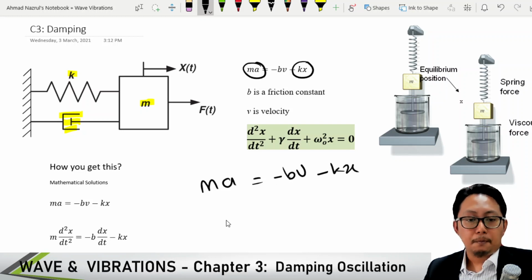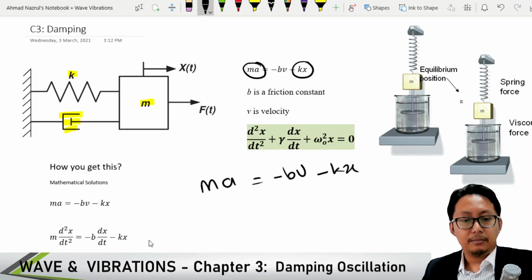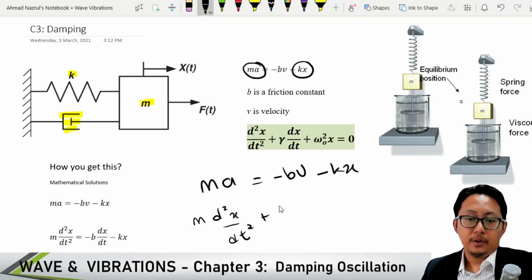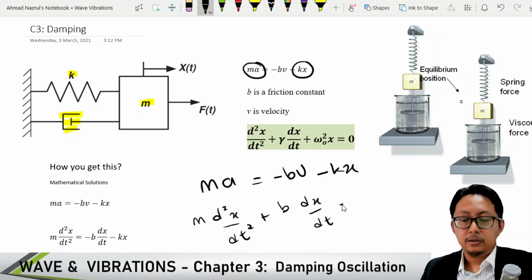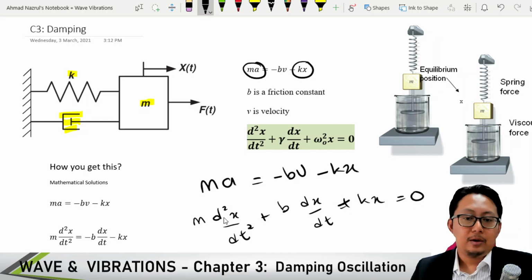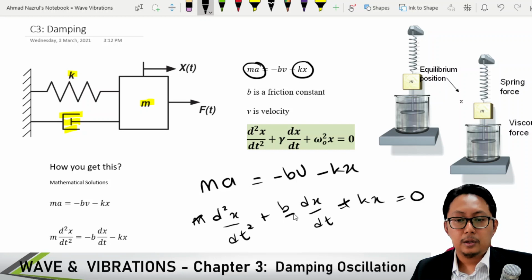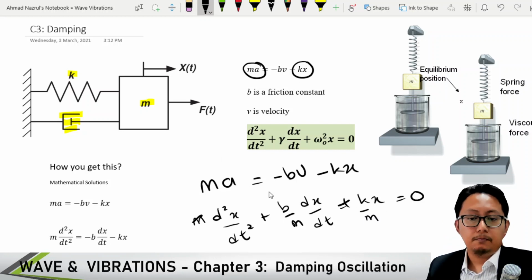From here we can do the mathematics like this. Since we know a is d squared x over dt squared, a differential, we can bring everything to the left. v is dx over dt, so we have m d squared x over dt squared plus b dx over dt plus kx equal to 0. Then we can divide everything by m.